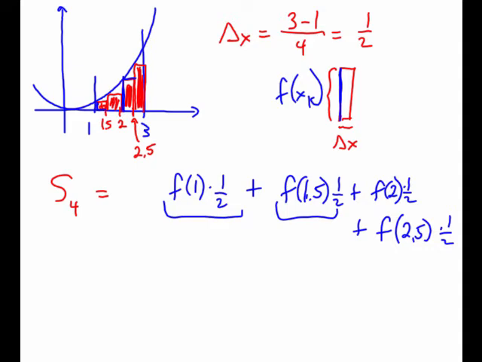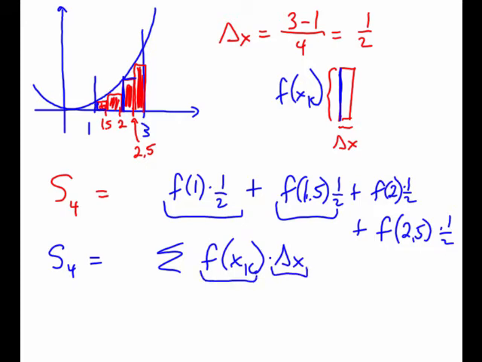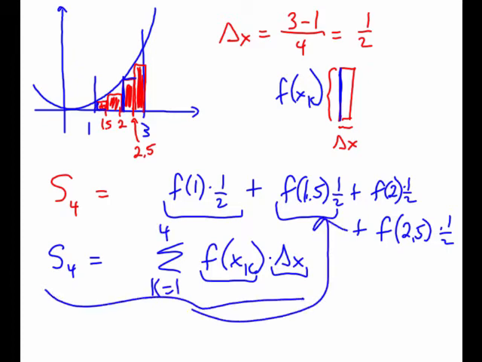Now, if I wanted to write that in sigma notation, just so you see how that connects to what we already know about sigma notation, I could write the sigma of f of x sub k times delta x. This is the width, this is the height, and we're doing it for the 4 intervals, from interval 1 up to interval 4. This is equivalent to this.